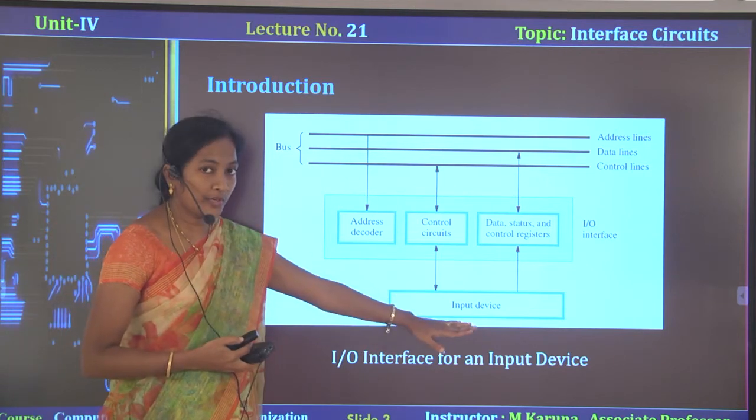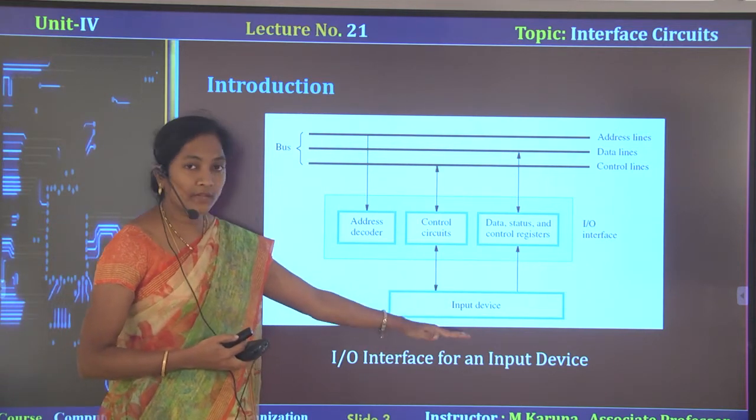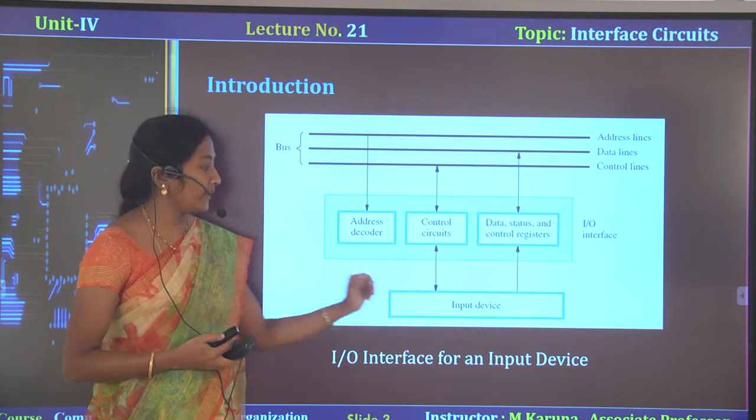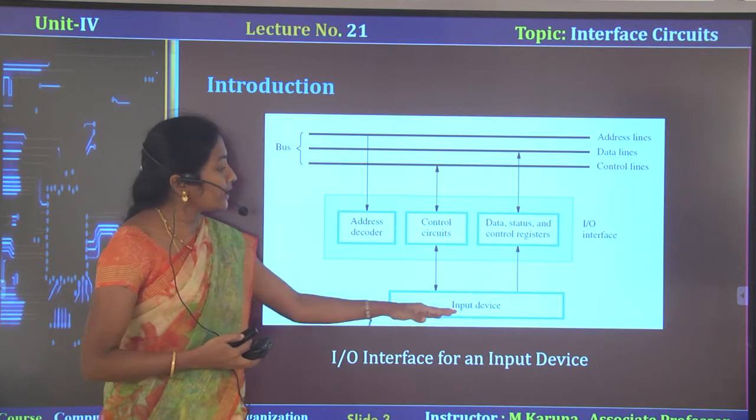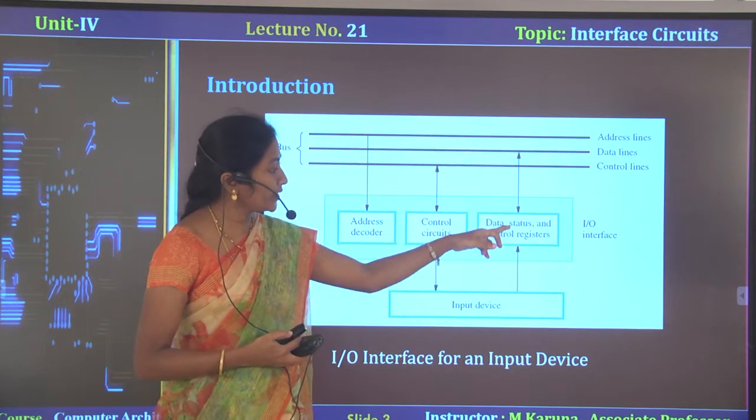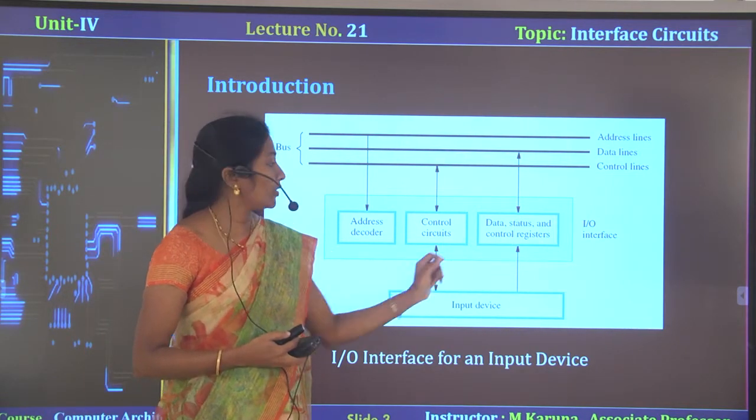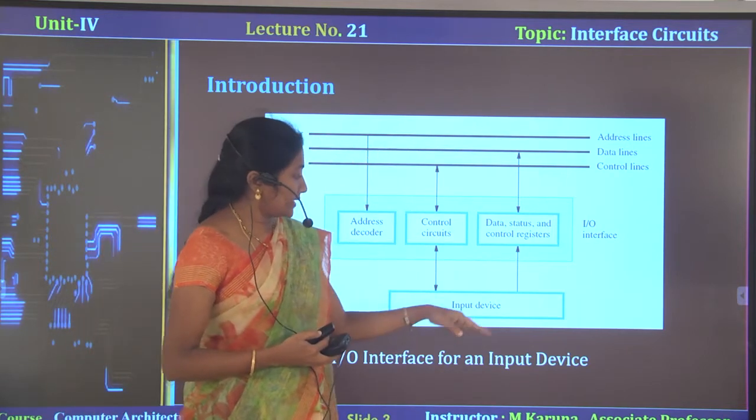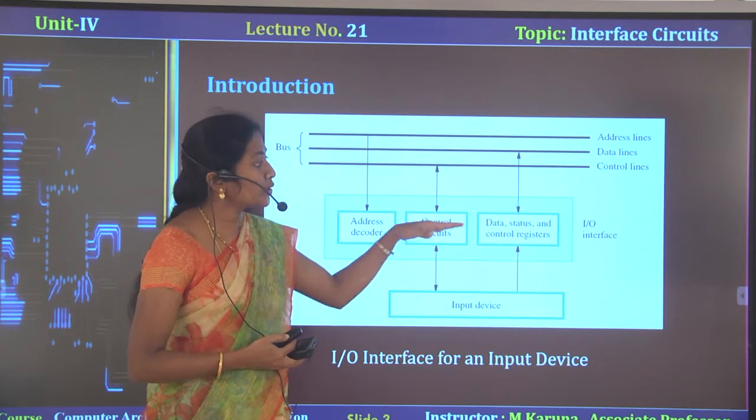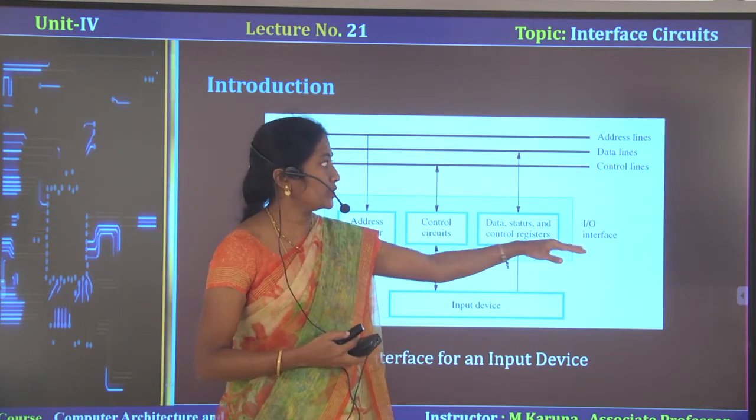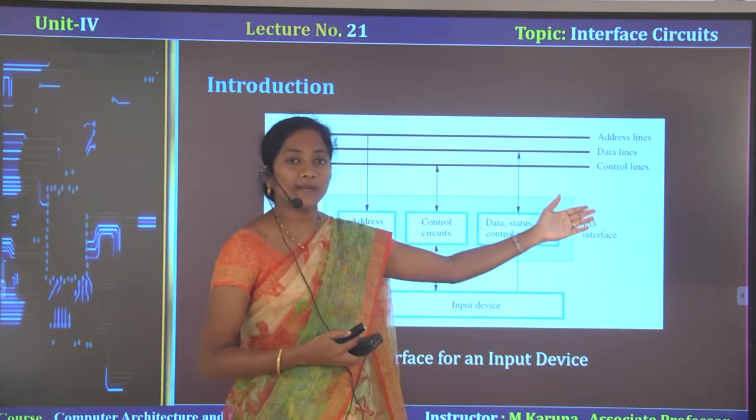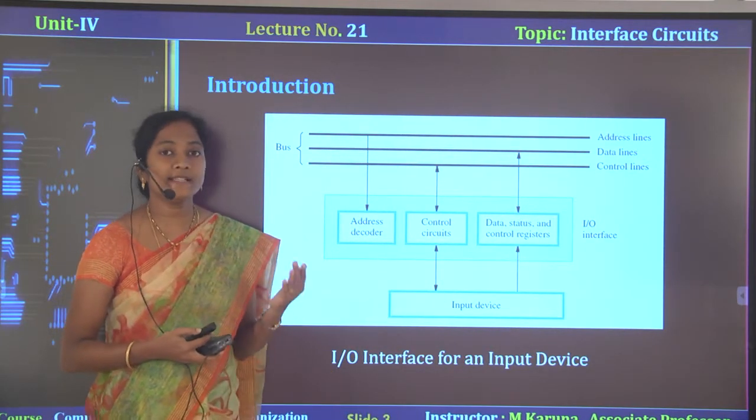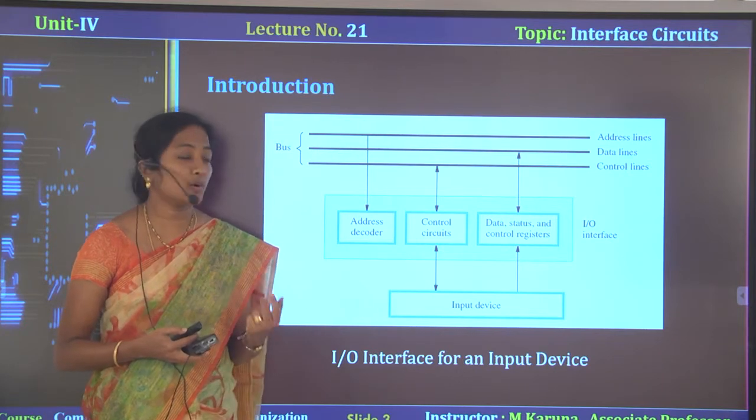This is the input device. We can connect IO devices, out of which here we are concentrating on the input device. So here the data is taken from the input device in this direction. Now here a bus is used to connect the input device through the IO interface circuit. Bus contains address bus, data bus and control bus. Those are used to carry the address lines, data lines as well as control lines.